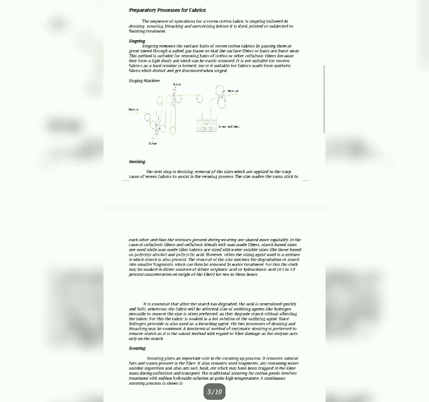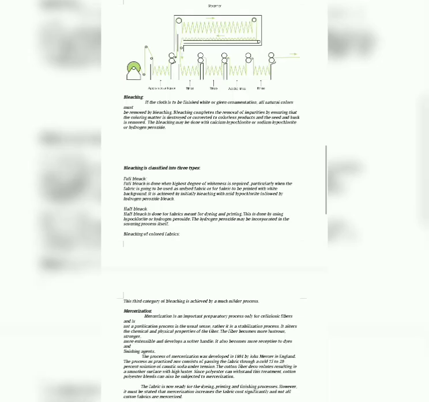Namely, the first one, the singeing process. The singeing process removes the surface hair of woven cotton fabric by passing it at great speed through a naked gas flame so that the surface fibers or hairs are burnt away. This method is suitable for removing hairs of cotton or other cellulosic fibers because they form a light dusty ash which can be easily removed. This process is mainly done on cotton and natural fabrics to remove the hairs.